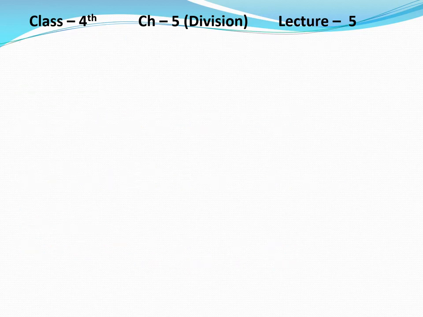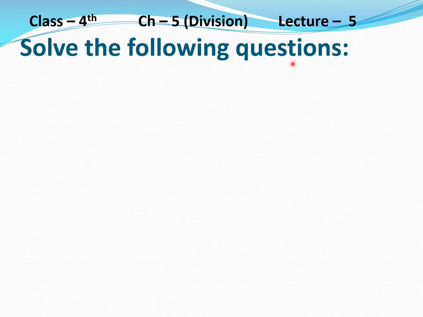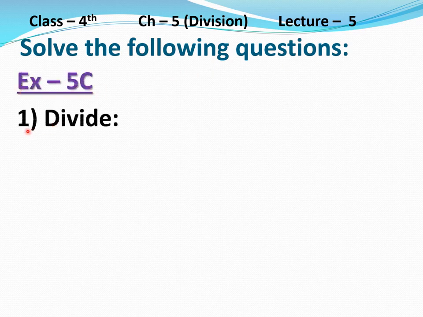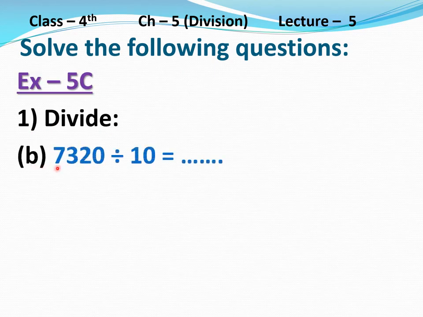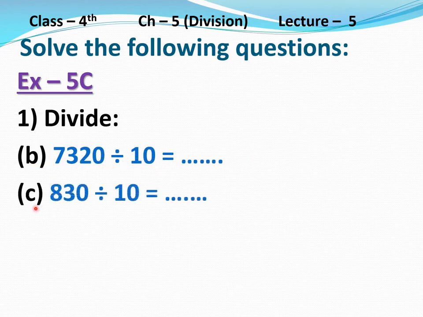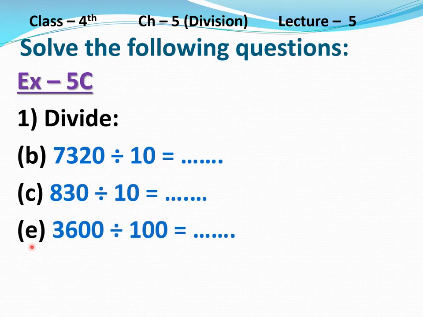Clear? Now, solve the following questions assigned as homework. Exercise 5C. Question number 1. Divide. B part: 7320 divided by 10 equal to dash. C part: 830 divided by 10 equal to dash. E part: 3600 divided by 100 equal to dash. Clear?